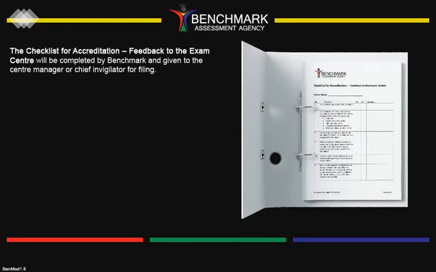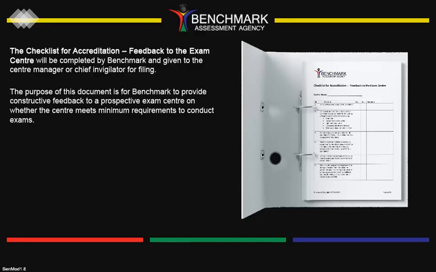The checklist for accreditation feedback to the exam center will be completed by Benchmark and given to the center manager or chief invigilator for filing. The purpose of this document is for Benchmark to provide constructive feedback to a prospective exam center on whether the center meets minimum requirements to conduct exams. This form is for their use only.